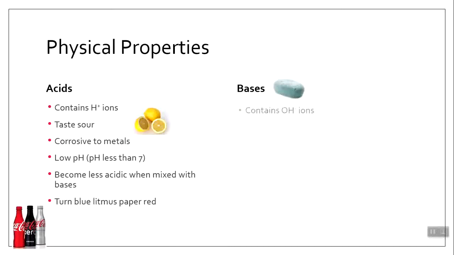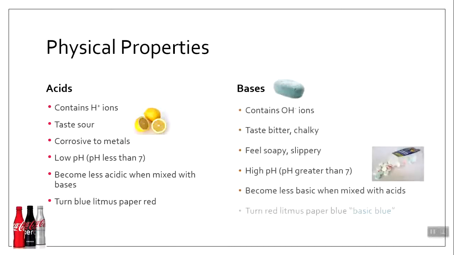So now let's talk about bases. Bases contain hydroxide ions, hydroxide OH minus 1. So if you take a look at your examples again, you have NaOH, sodium hydroxide, Ca(OH)2, calcium hydroxide, Ba(OH)2, barium hydroxide. So what do these substances have in common? They have the hydroxide in common, right? Bases taste bitter, they're chalky, they're slippery, they have a pH greater than 7, they become less basic when mixed with acids, and they will turn red litmus paper blue. And to help you remember that, just think of basic blue. Bases turn the red litmus paper blue.